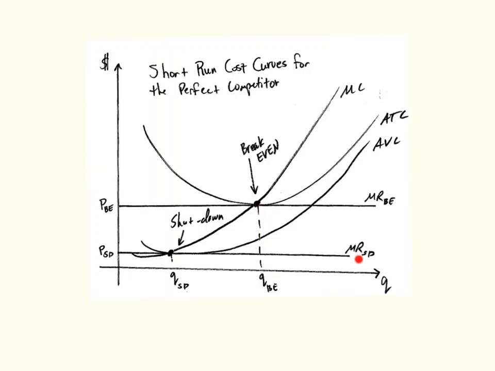So between the shutdown and the break even, firms are earning negative profits, but they're staying in the market. Now, oftentimes what economists say is that they stay in the market, but they're thinking about getting out.